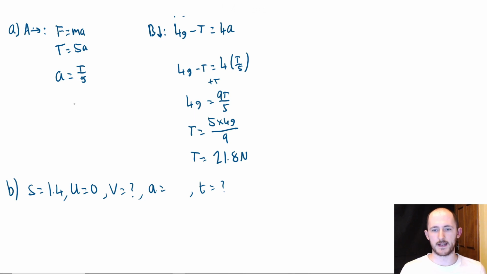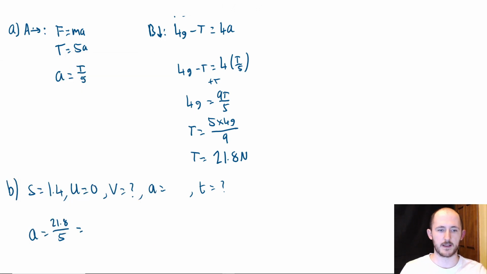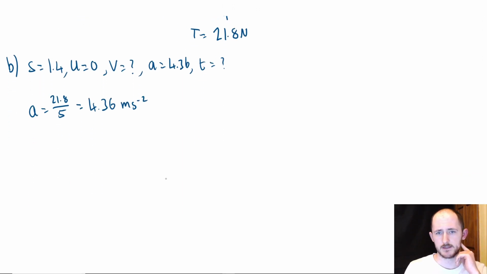So if I work that out, A is equal to 21.8 over 5, I can now work out my answer, which is 4.36 meters per second squared. So let's do 4.36. And now I can actually work out what t is. We have s, u, a, and t. So we can use s is ut plus half at squared.